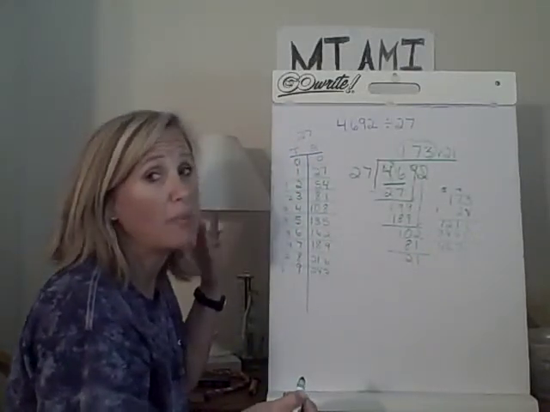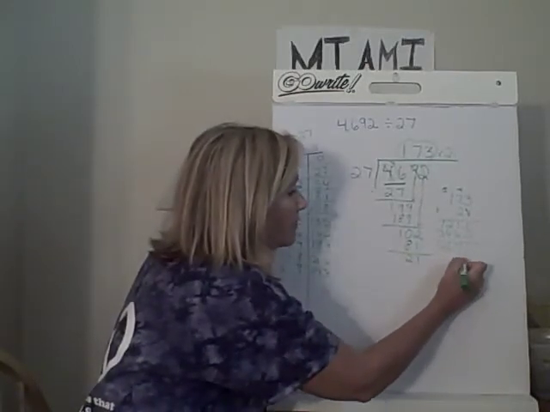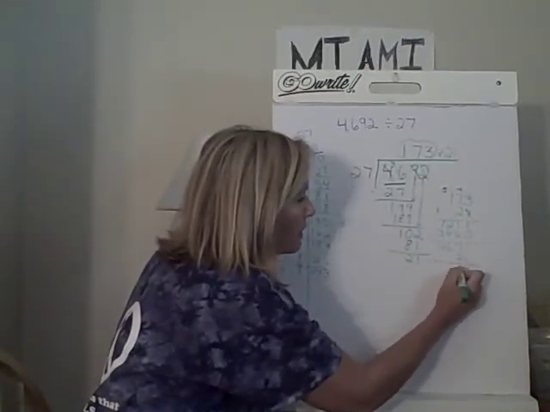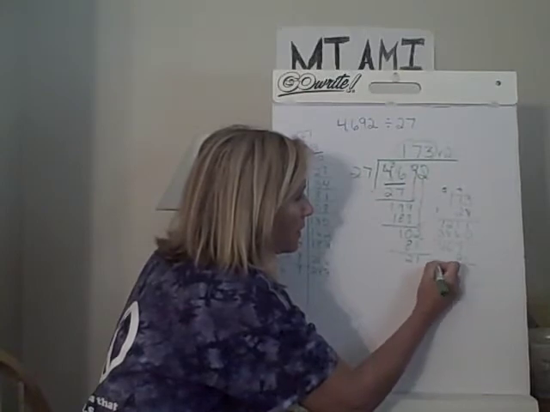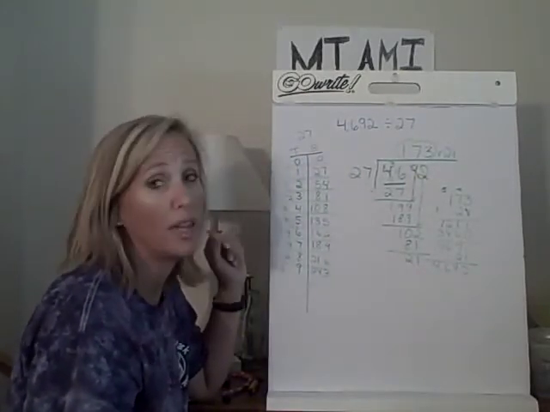4,671. But I'm not quite done yet because I did have a remainder. So I do need to add that in. And it is a check. It's 4,692. Thank goodness.